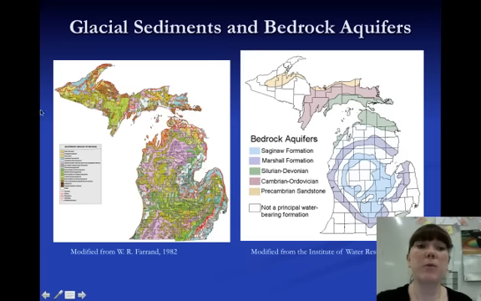Here we see some really nice maps of Michigan's geology. Here on the right-hand side, these different colors are showing us different bedrock aquifers. So you can see we do have some bedrock aquifers in Michigan, and then the other areas do not bear water.